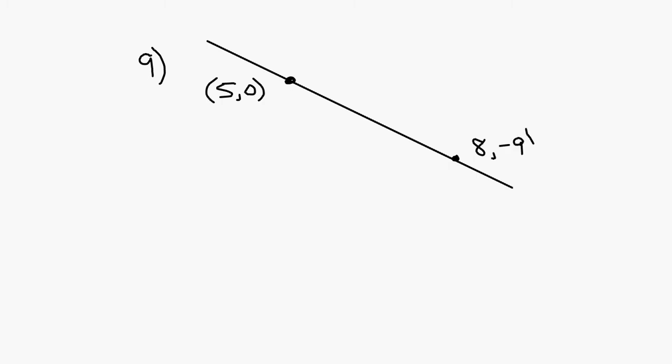Number 9. What is the slope of the line shown? In the first problem that we did today, we found the slope of a line. So one of your points on this line is at (5, 0), and another point is at (8, -9). Slope in math is represented by the letter m. Slope is equal to y sub 2 minus y sub 1 divided by x sub 2 minus x sub 1.